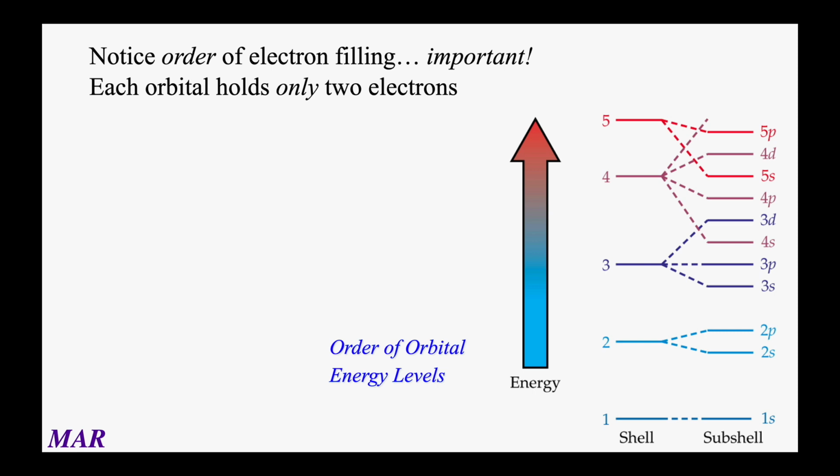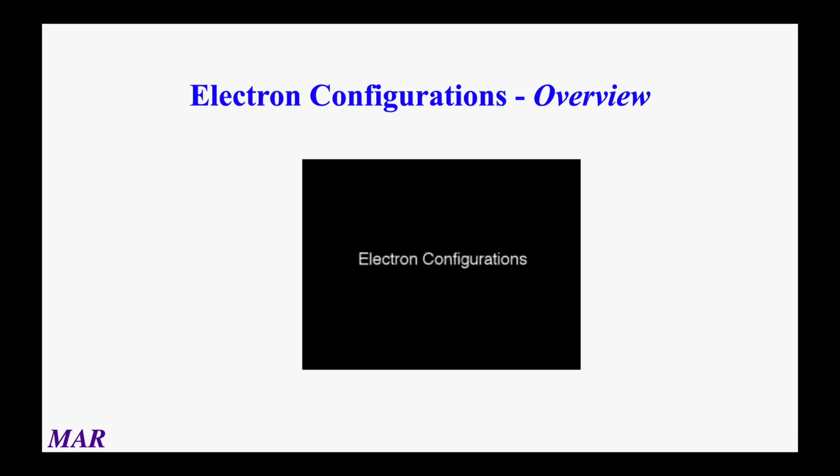But on a practical level, focus on those letters. Every time you see an s, it's going to hold 2 electrons. So the 1s will hold 2 electrons, the 2s will hold 2 electrons, the 5s at the top will hold 2, and likewise, the p's will always hold 6. So 2p, 3p, 4p will be 6, d's will be 10, stuff like that. Pretty chill. Here's a little video we can watch to learn more about electron configurations.